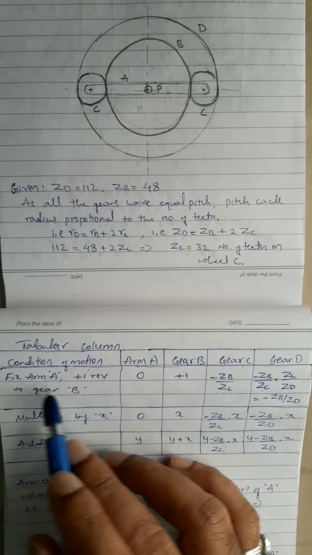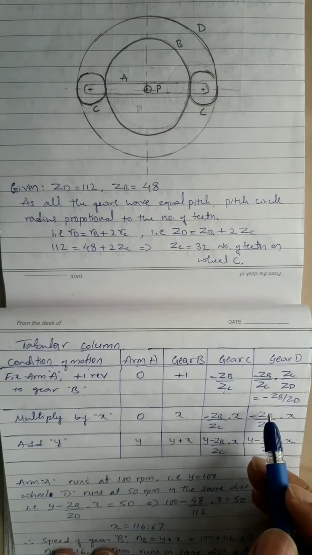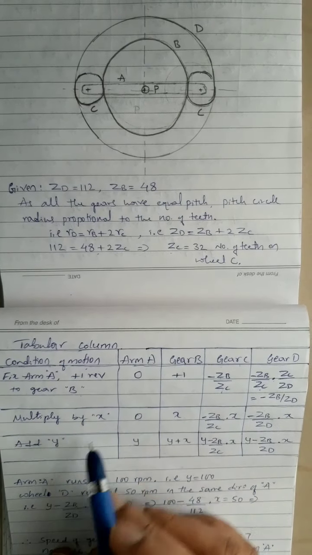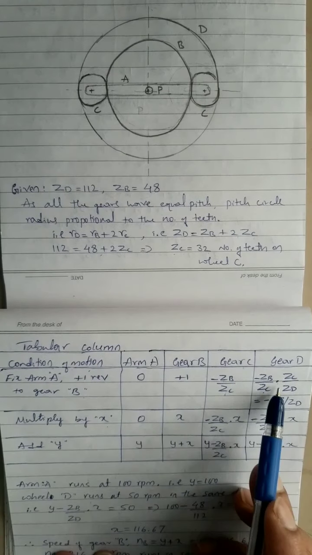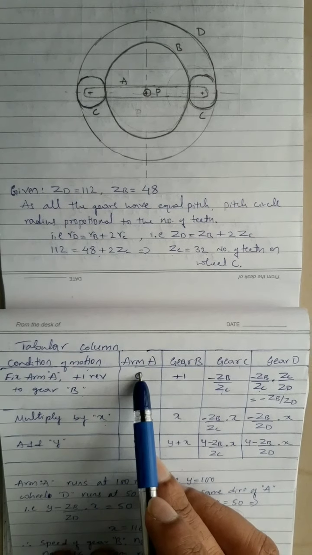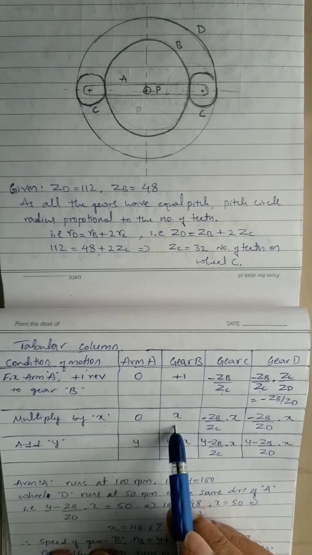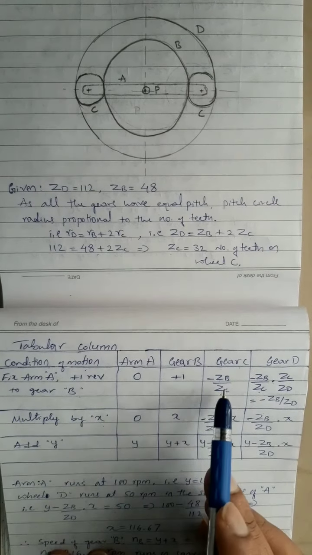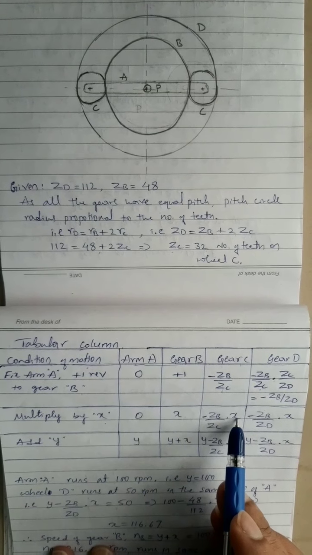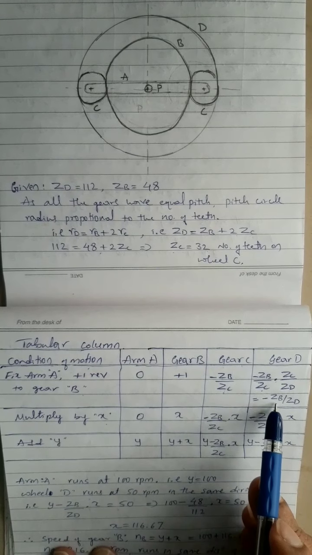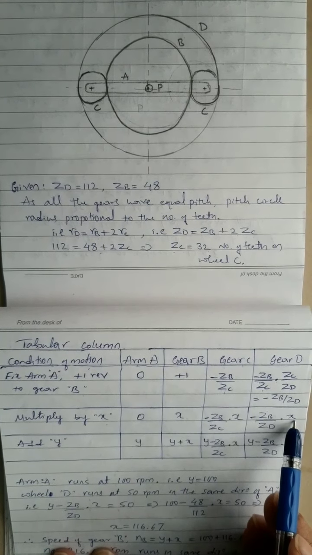If the first row of the tabular column is over, then the next steps are quite simple. So we multiply x to the first row. Multiplying x with 0, we get 0. X with plus 1, we get x. Then x with minus ZB by ZC, so minus ZB by ZC into x. Similarly, minus ZB by ZD into x.